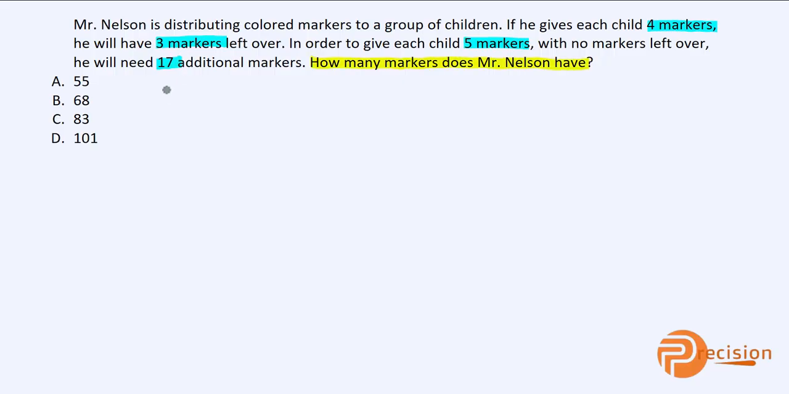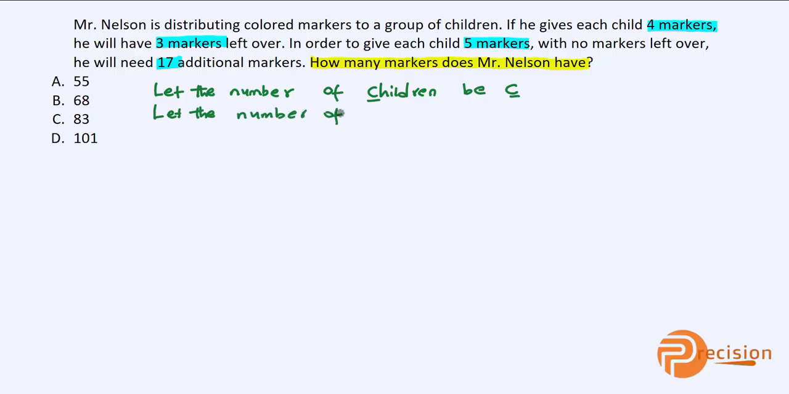For us to solve this question, we need to take note of 2 key variables. One is the number of children. So let's say, let the number of children be C, because we have children, so I want to use C. I like using variables that are logical to a question, and we can say let the number of markers be M.